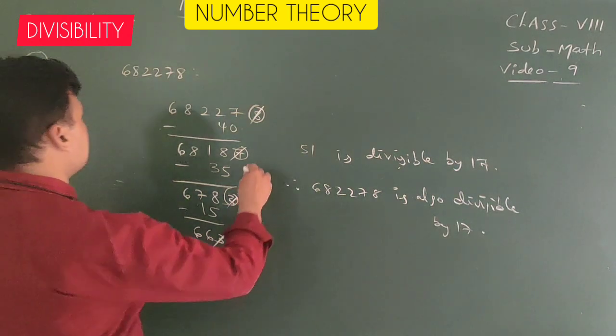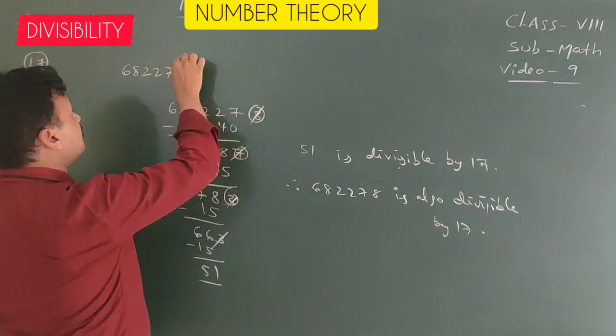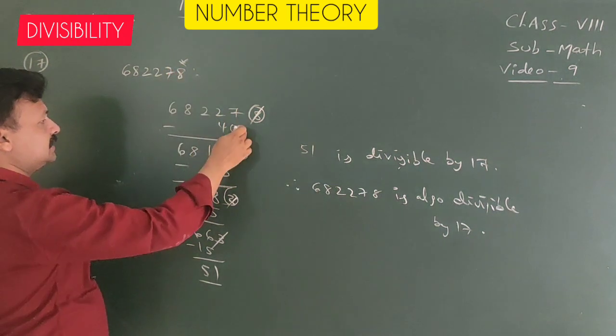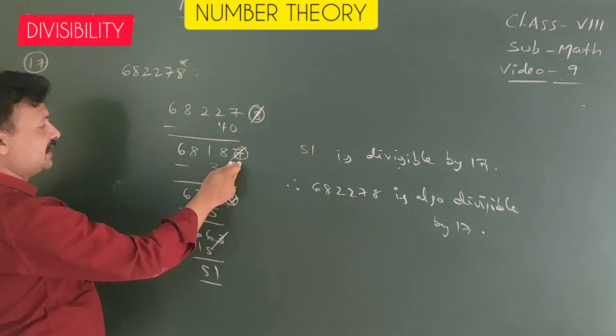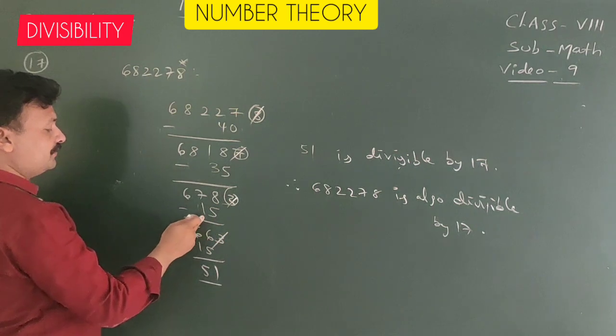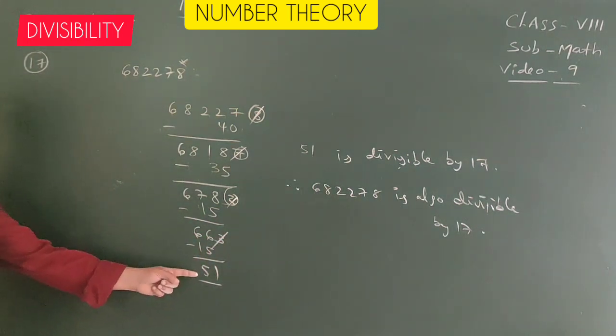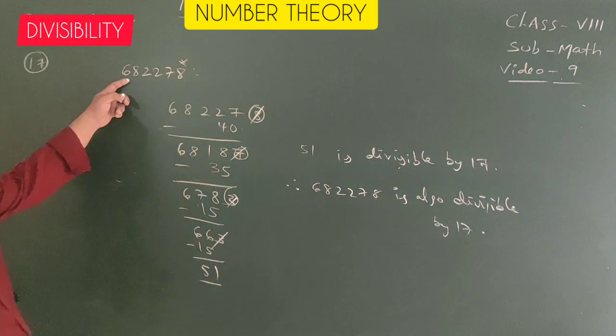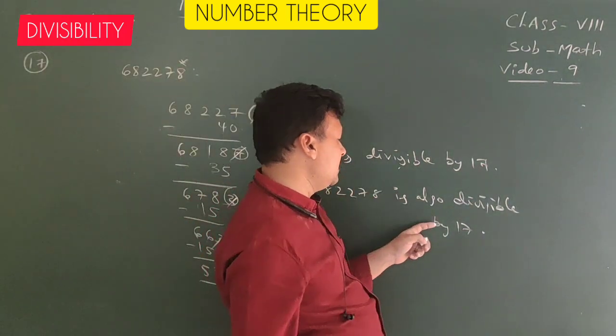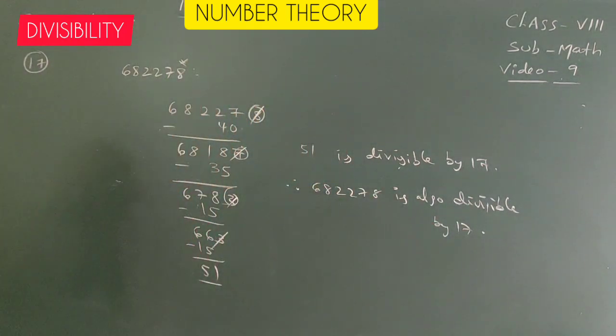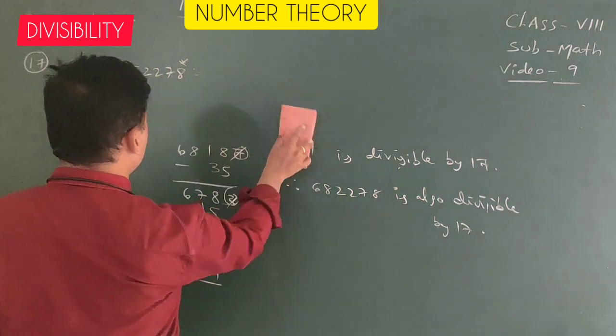Okay, subtract 5 times the last digit. Here the last digit is 8. Here the last digit is 7, 5 times is 35. Again 15. The last formed one is 51. Now 51 is equal to 17 times 3. That's why the given number 682278 is also divisible by 17. Okay, proof.